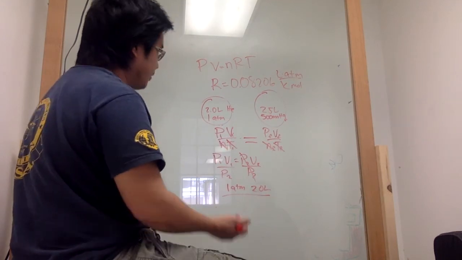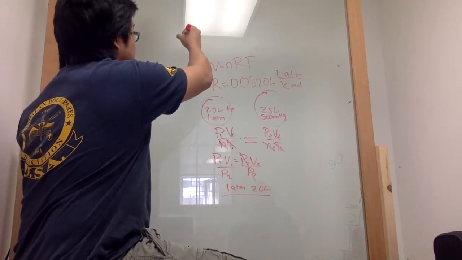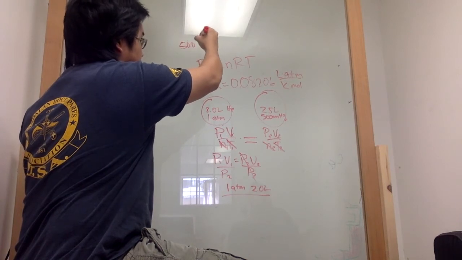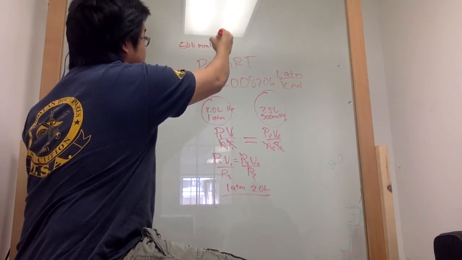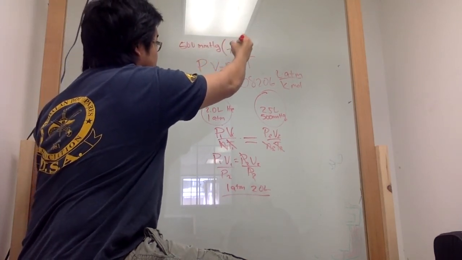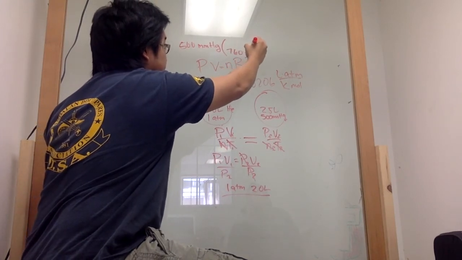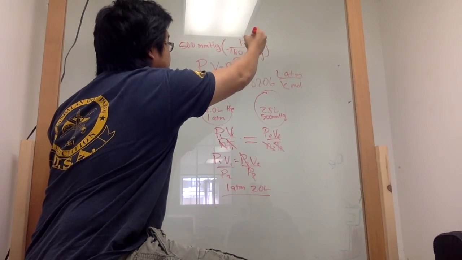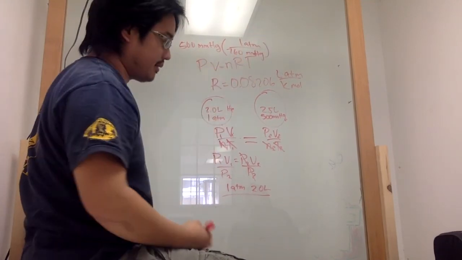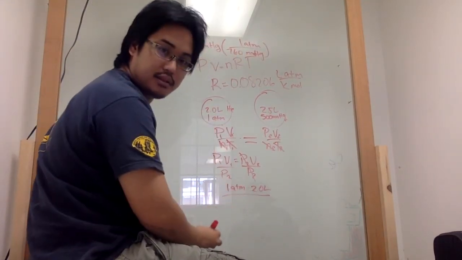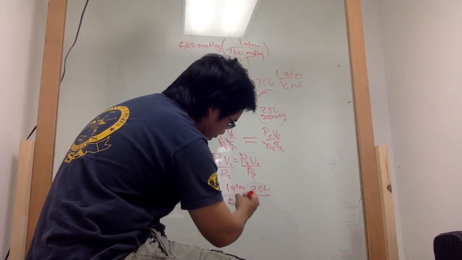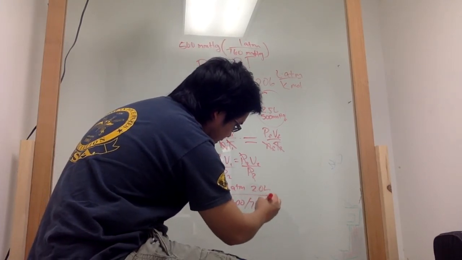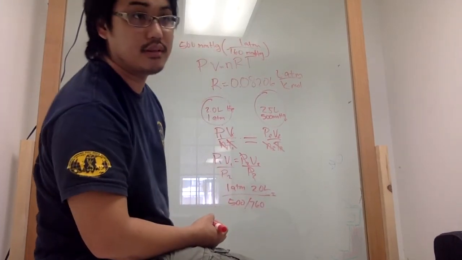Okay, so let's just do that on the side real quick. 500 mmHg. There's 760 mmHg per atm. So it's 500 divided by 760. So whatever that is, you just plug in 500 over 760 and you get your answer.